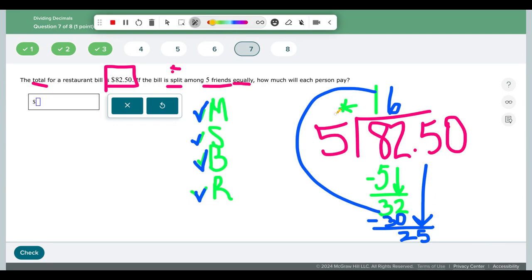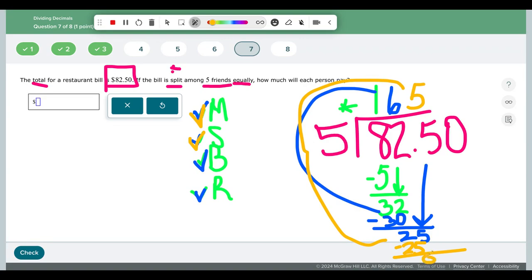Okay. So what times 5? It's my multiplication step. What times 5 will get me 25? And I know 5 times 5 will get me 25, right? So when I'm done, I'm going to subtract and I get 0.